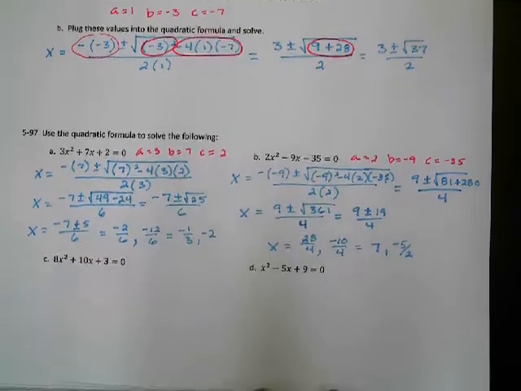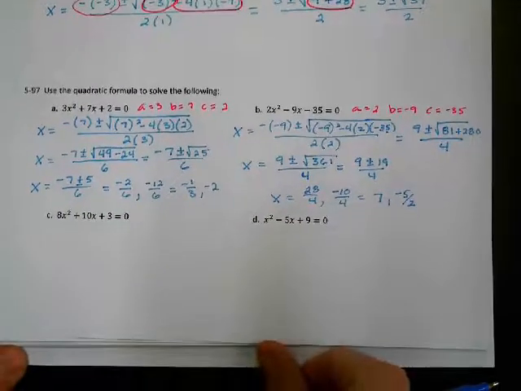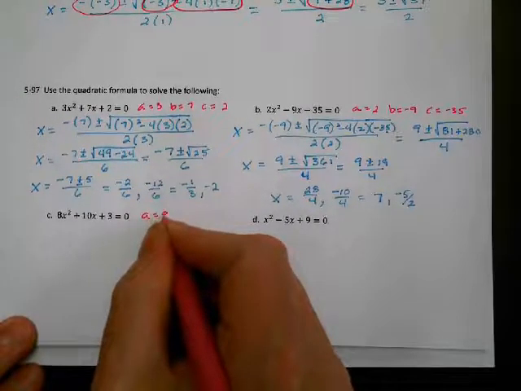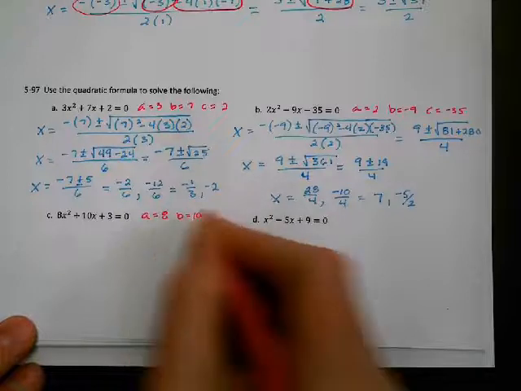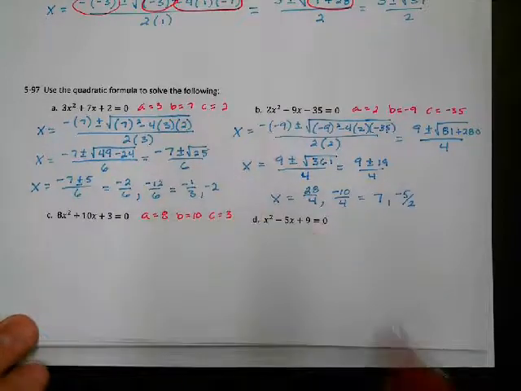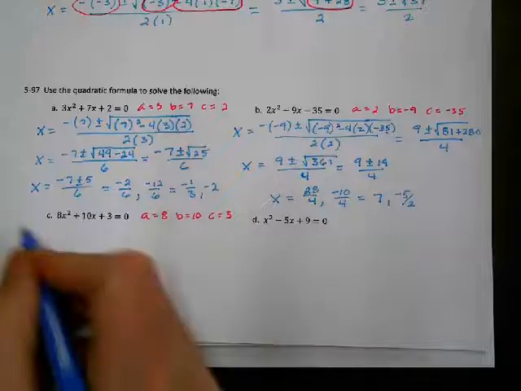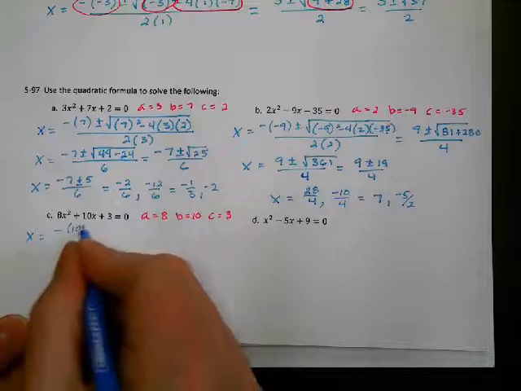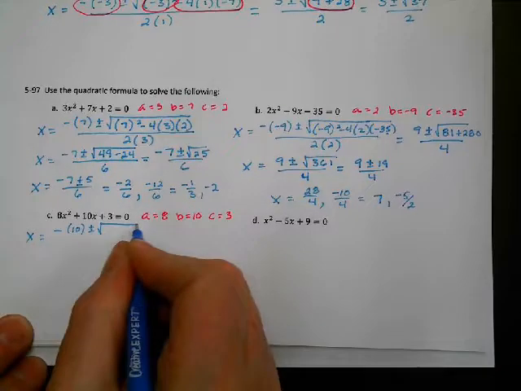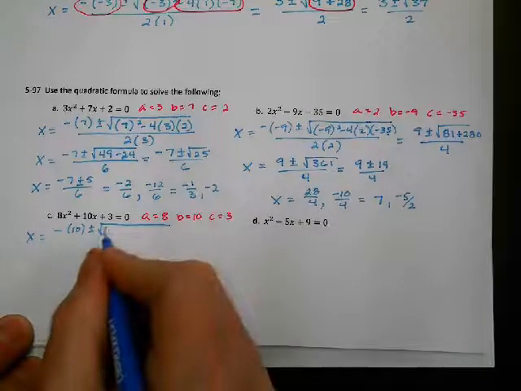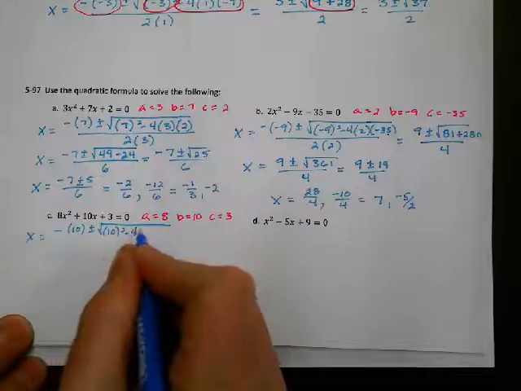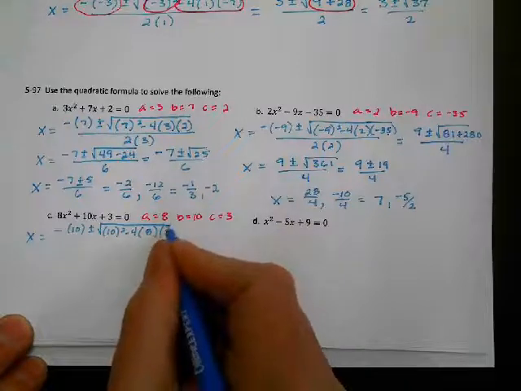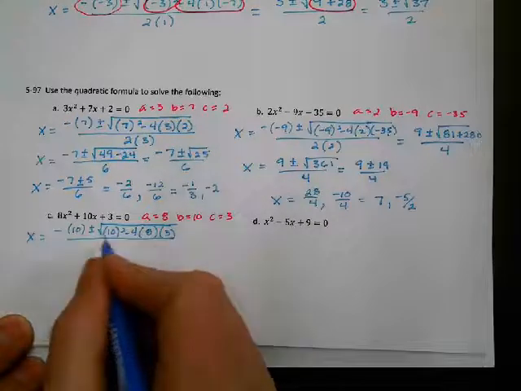Next one. A is 8, B is 10, C is 3. Okay, fill in the formula. X equals -b, so -10, plus or minus the square root of b squared, so that's 10 squared, minus 4 times A, which is 8, times C, which is 3, all over 2 times A, which is 8.